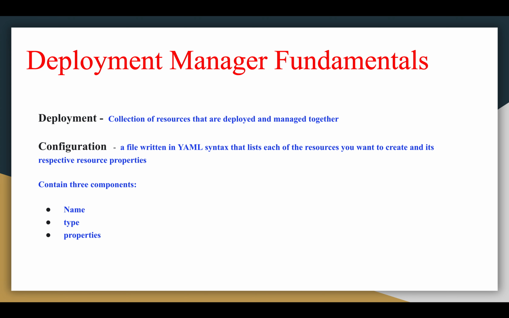Each resource must contain three components. First one is name, second is type, and third is properties. So what is a name? A user defined string to identify this resource such as my VM, project data disk, the test network. And next one is a type, the type of resource being deployed such as compute v1 instance, compute v1 disk. The base resource types are described and listed in the supported resource types documentation.